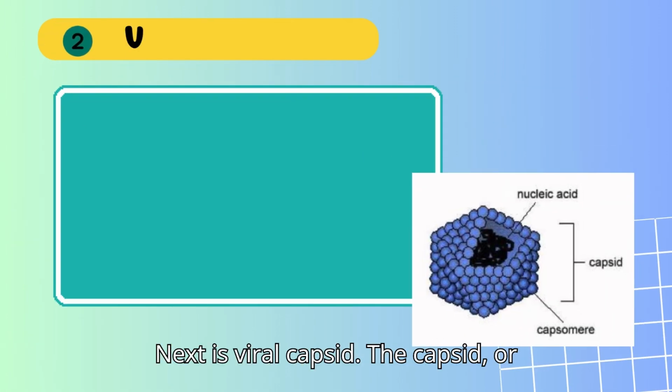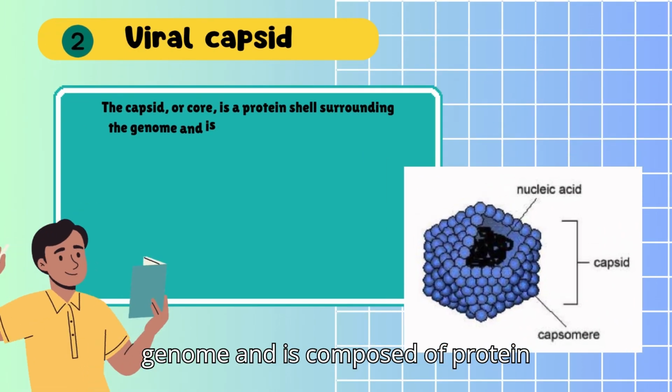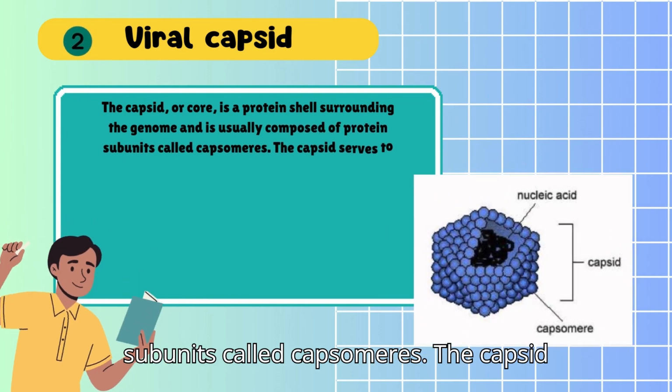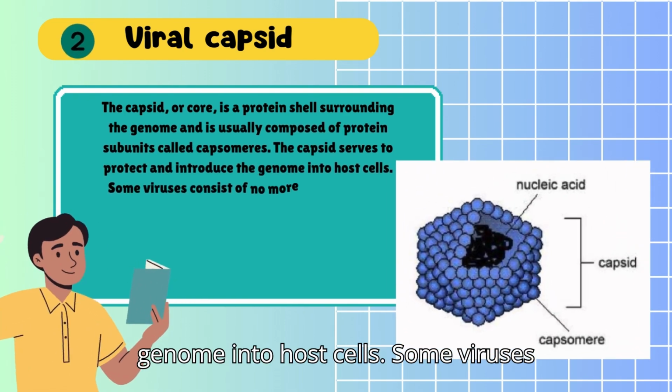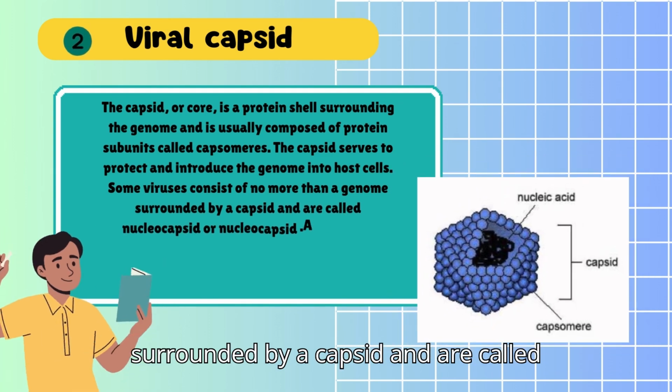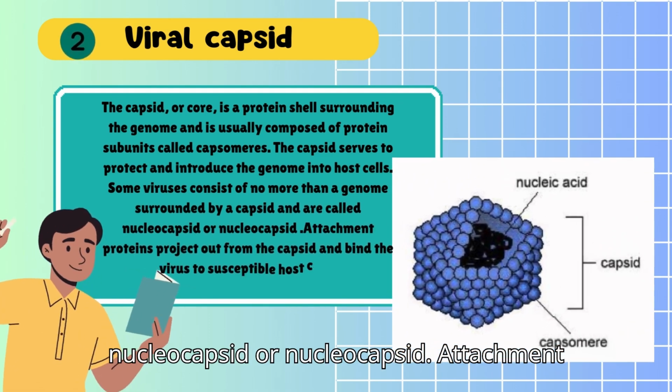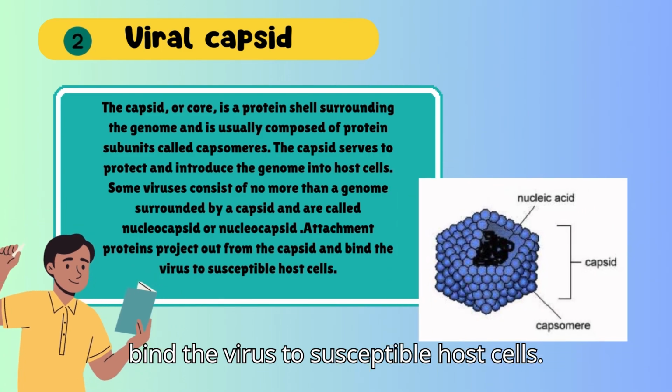Next is viral capsid. The capsid or core is a protein shell surrounding the genome and is composed of protein subunits called capsimeres. The capsid serves to protect and introduce the genome into host cells. Some viruses consist of no more than a genome surrounded by a capsid and are called nucleocapsid. Attachment proteins project out from the capsid and bind the virus to susceptible host cells.